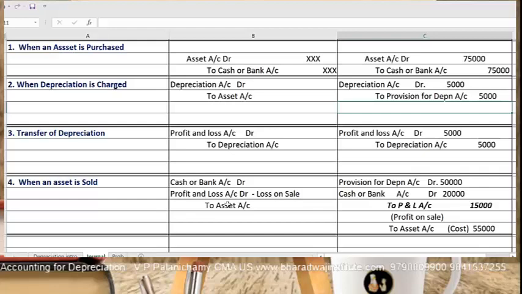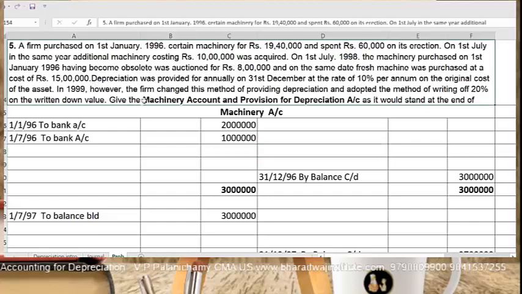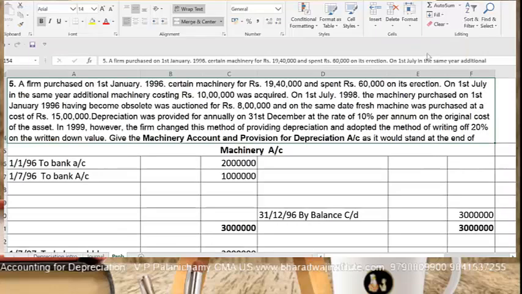Okay, I'll illustrate through a problem. The last class we did question number 5. I'll continue with the same problem. Only thing is that the last line is different. A firm purchased on 1st January 96 certain machinery for 19,40,000 and spent 60,000 on its erection.